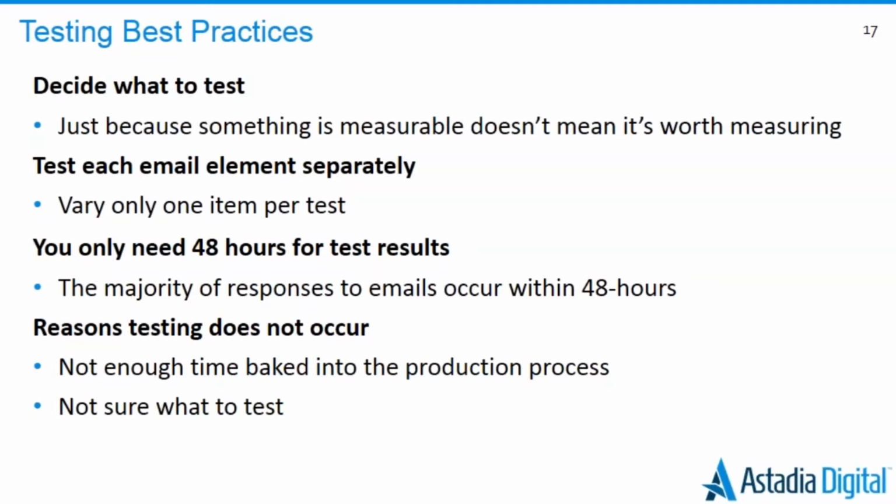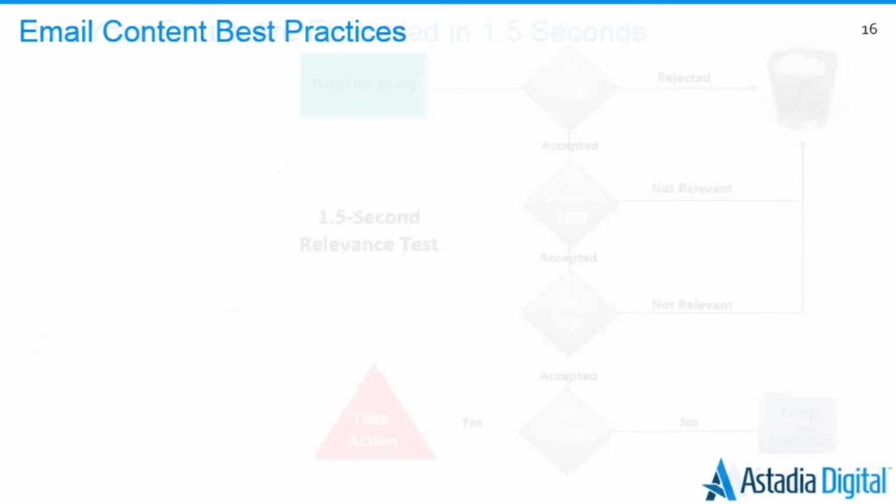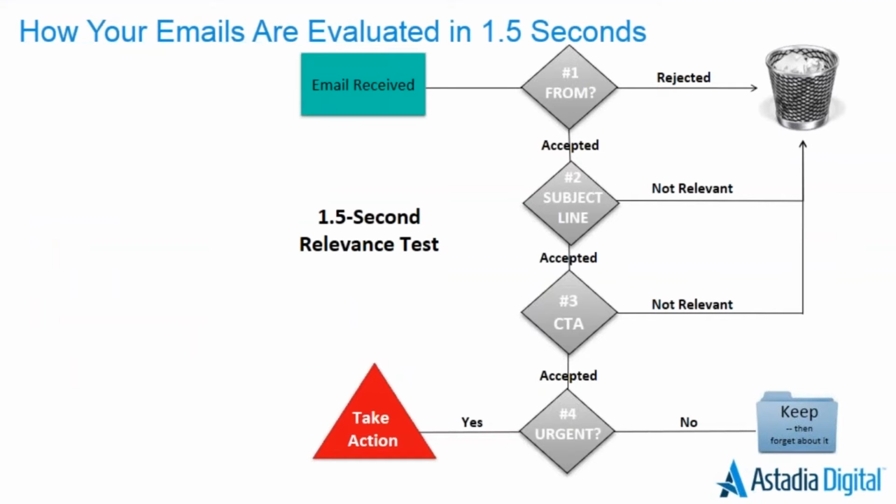If we go back a few slides, we talked through how your emails are evaluated. These are the very areas where you want to test: the from, the subject line, the call to action, and is it urgent? These will allow you to make multiple tests and multiple variants. A/B testing of these actions will help you in the long run.